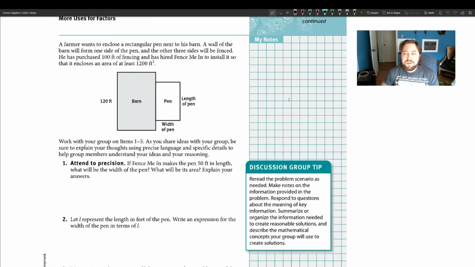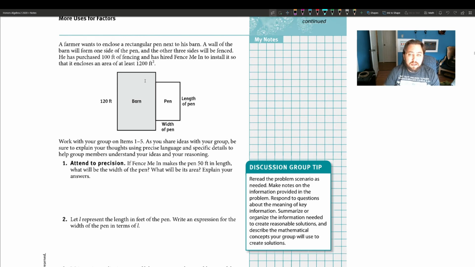All right, so a farmer wants to enclose a rectangular pen next to his barn. A wall of the barn will form one side of the pen, and the other 3 sides will be fenced. He purchased 100 feet of fencing and has hired Fence Me In to install it so that it encloses an area of at least 1,200 square feet. So if Fence Me In makes a pen 50 feet in length, what will be the width of the pen?